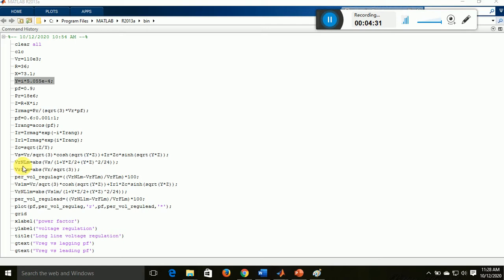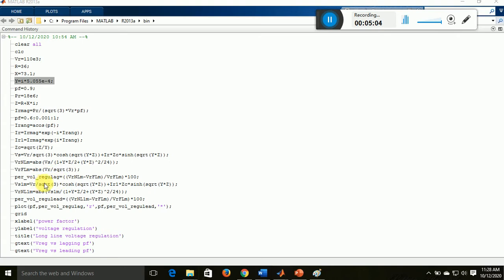Now we are at no load for the medium transmission line, or at the middle, that is ABS of Vs by 1 plus YZ divided by 2 plus YZ raised to 2 divided by 24. This is the formula which defines the value of VR at no load and VR at full load, that will be ABS into VR by square root of 3.